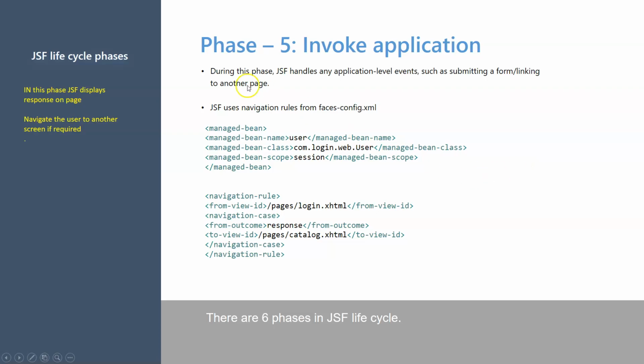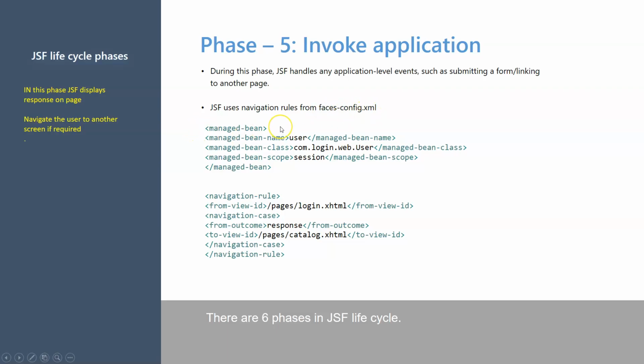Okay, it's pretty simple. The next phase is invoke application. Once JSF is done with the first 4 phases, it works on application level events. So what is the actual functionality? What do you want JSF to do? Either you can submit a form, or you can navigate the user to another page, or you can display some more data on the same screen. And to take care of this, JSF makes use of the faces-config.xml file.